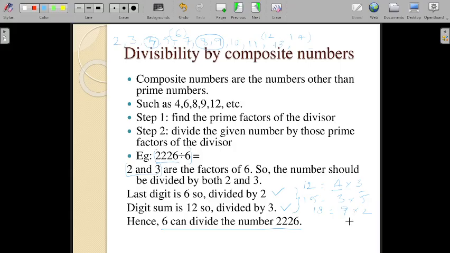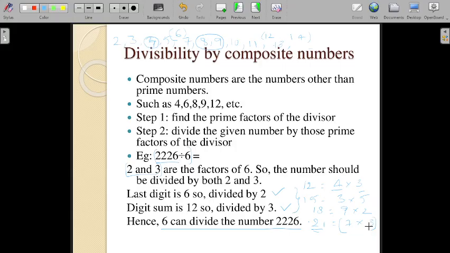For example, 16 we have already covered, 17 we have already covered, 21 is 7 into 3. So in order to check this 21, it needs to satisfy both the conditions of 7 and 3. I hope you have got the point.